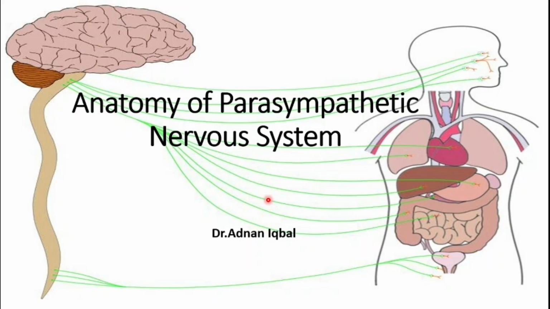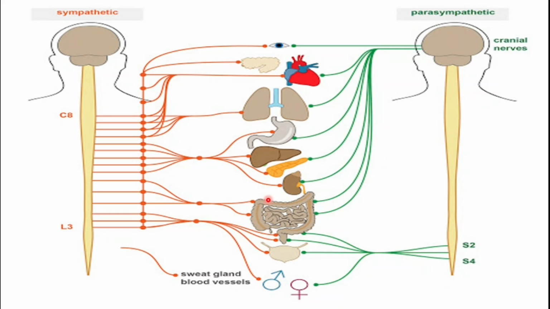And in this video, we are going to talk about the anatomy of the parasympathetic nervous system. So far we have discussed the sympathetic nervous system, and we have discussed that the sympathetic nervous system is the part of the autonomic nervous system, which is made by the thoracolumbar region of the spinal cord. Now we'll talk about the parasympathetic nervous system, and you know that the parasympathetic nervous system is the part of the autonomic nervous system, which is made by the cranial nerves and the sacral region of the spinal cord.